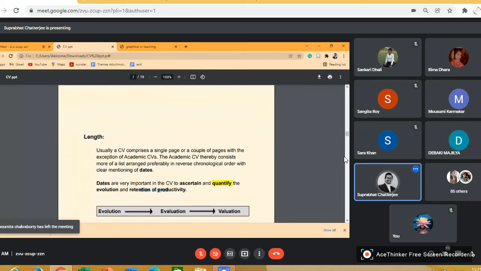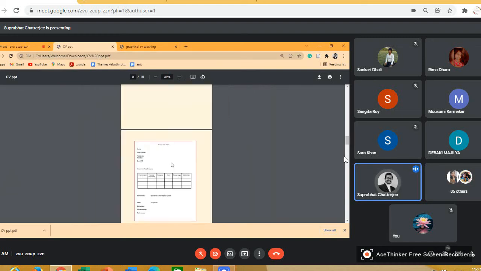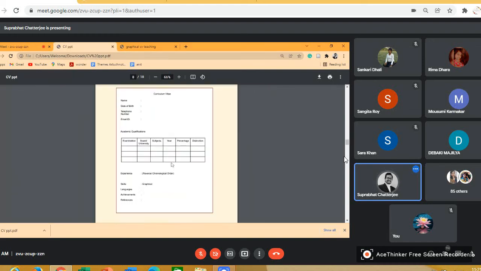So anyway, your evolution gets you evaluated, and finally you get a value. So next, this is the format of the CV. I'm just zooming out for a moment to show you the entire thing. I hope this is visible, right? So yes, this is in a way the pattern, the format which you can use to present your CV.